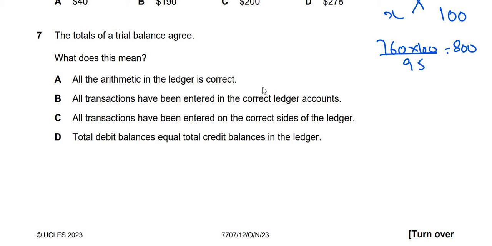So look, whenever the trial balance agrees, of course it means that the arithmetic of the ledger is correct, but there are chances that both debit and credit side may be wrong by the same amount, so the trial balance will still agree. So it basically means that the totals of a trial balance agree when total debit balances equal the total credit balances. So the answer is D.